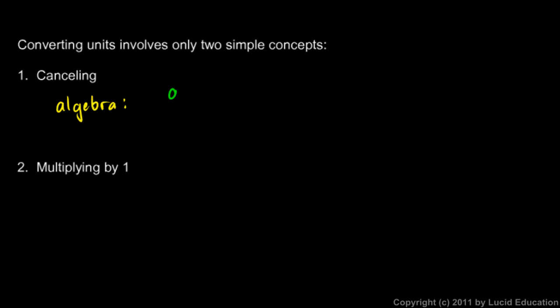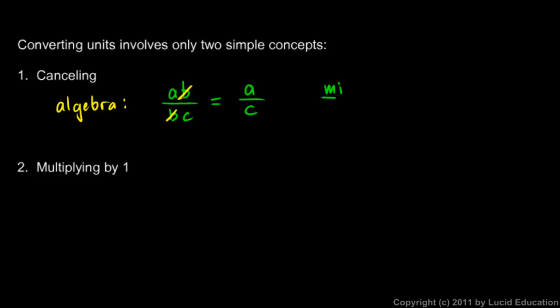If you have something like this, a times b over b times c, if you have one factor up in the numerator that also appears in the denominator, those two factors cancel out. And in this case, you're just left with a in the numerator and c in the denominator. So variables or factors, whether they're variables or numbers, can cancel out from the top and the bottom of a fraction. Units can also cancel out in the same way. Units, in other words, can be treated just like algebraic variables.